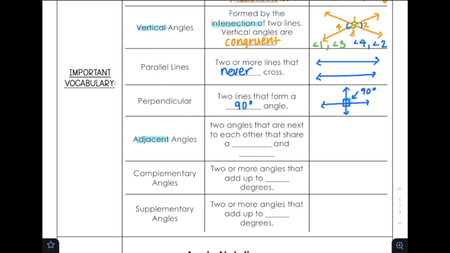Adjacent angles. This always throws students off, but they're two angles that are next to each other that share a side and a vertex, a point. So here we have a vertex, and then here's a side in the middle. So this would be adjacent angles, angle 1 and angle 2. They're adjacent, they're next to each other. You can say side by side.